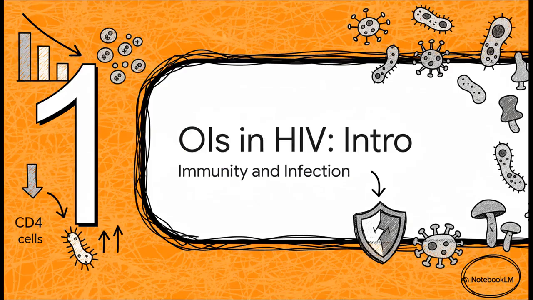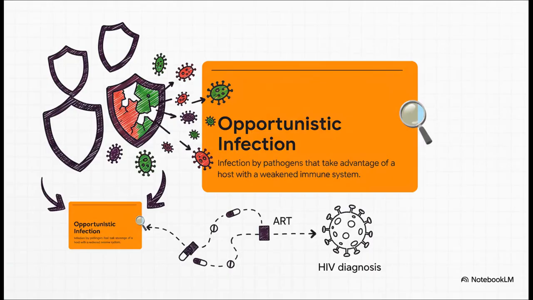First things first, let's talk about the foundational concept here. The link between a patient's immune system and their risk of infection is, well, it's everything. As that CD4 count drops, the susceptibility to specific opportunistic infections just skyrockets. This makes the CD4 count an incredibly powerful clue when you're trying to figure out what's going on with the patient. So, what exactly is an opportunistic infection, or OI?